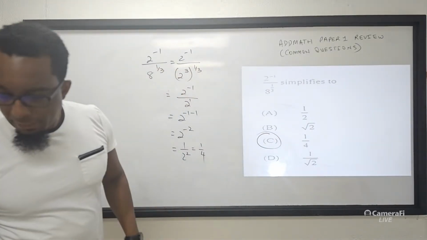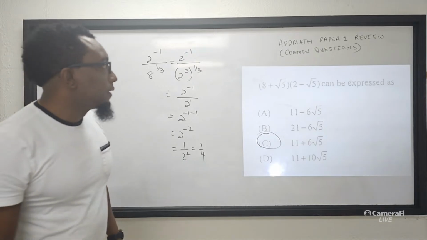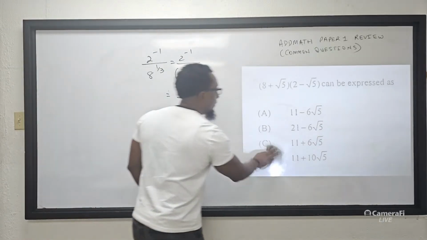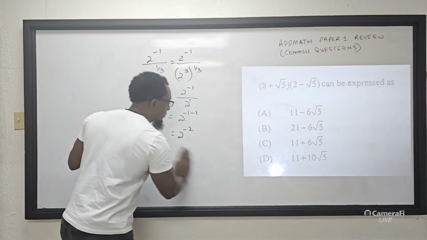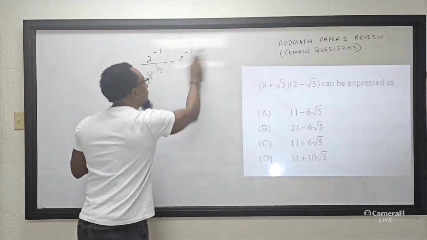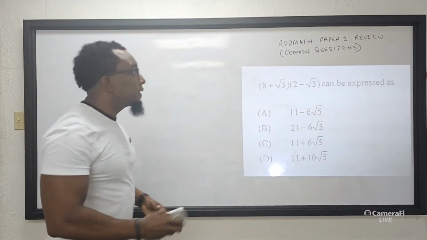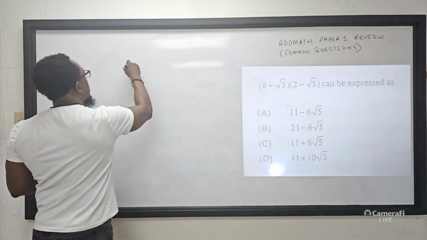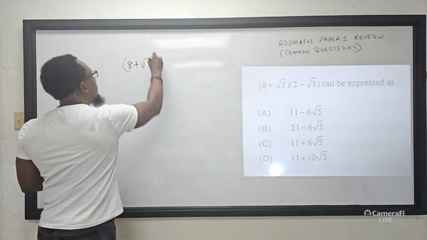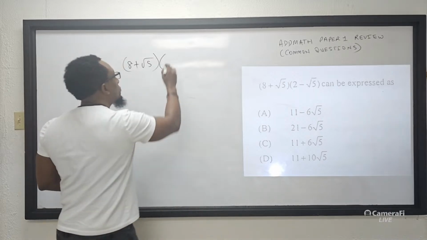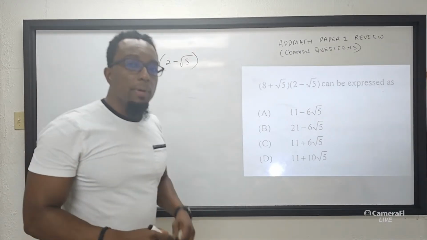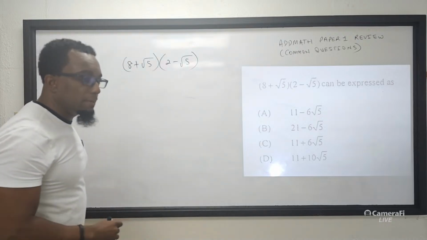Okay, let's move on to the next. Right, so some surds and expansion. So you can see this question as well. 8 plus the square root of 5 times 2 subtract the square root of 5. So we want to expand that. So normal expansion of binomials.